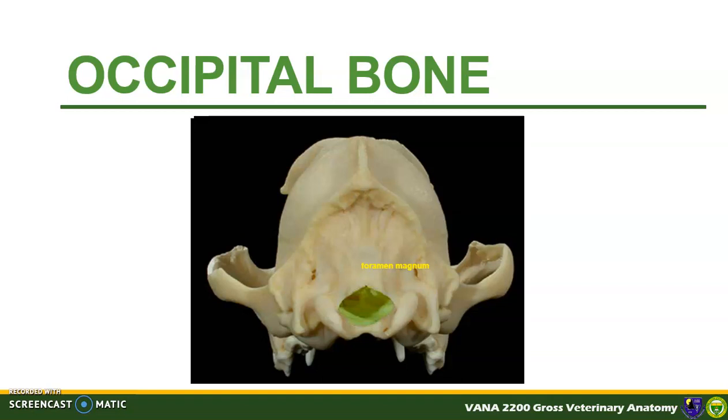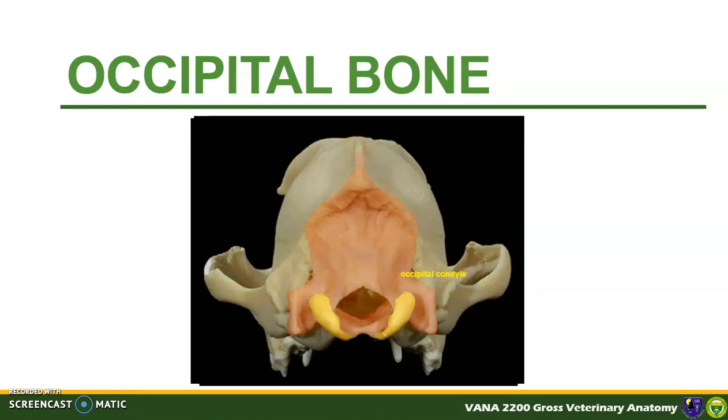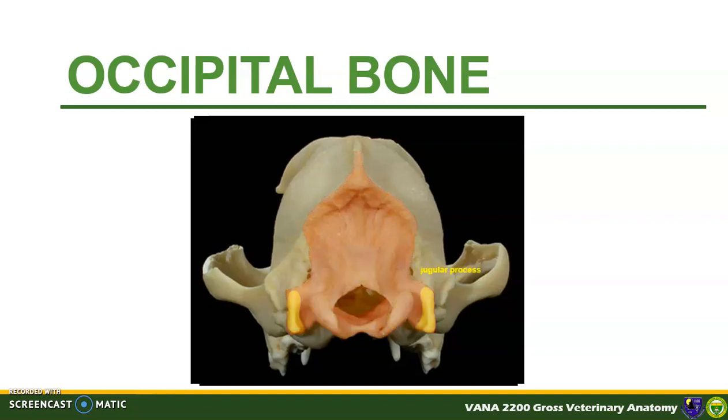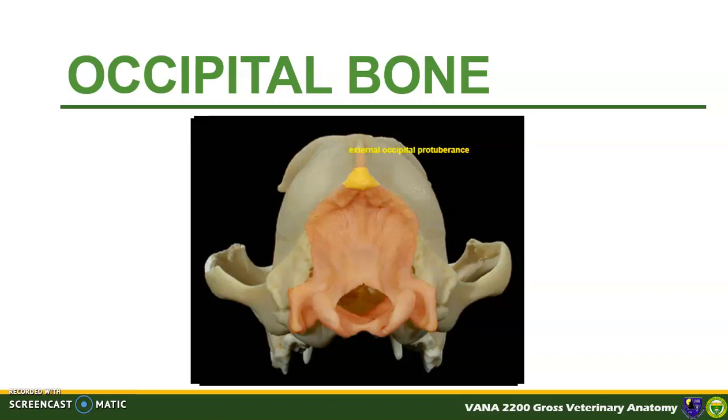On either side is a pair of bony prominences, the occipital condyles, which articulate with the atlas. Lateral to the condyles are the pointed jugular or paracondylar processes. The external occipital protuberance is the caudal process of the occipital bone. It can be palpated in a live dog.